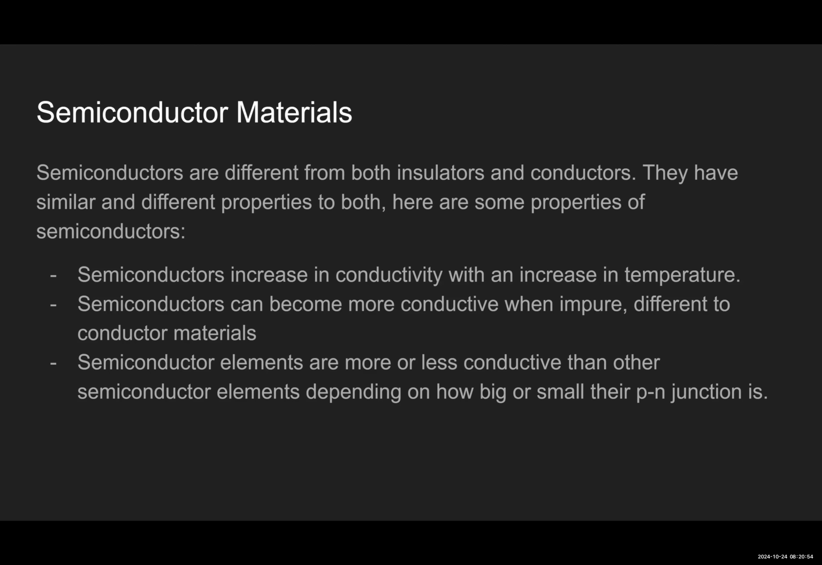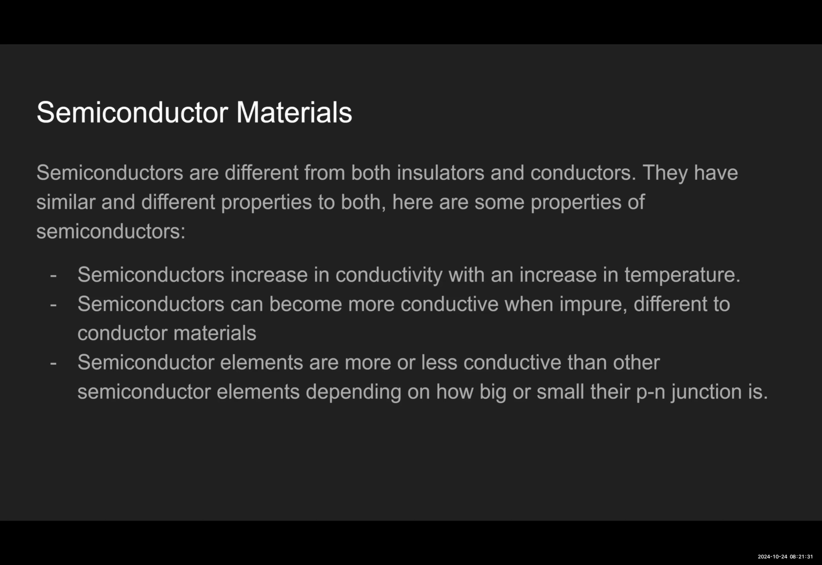Semiconductor materials are different from both insulators and conductors. They have similar and different properties to both, but here are some properties of semiconductors. Semiconductors increase in conductivity with an increase in temperature, which is the opposite of conductor materials. Semiconductors can become more conductive when impure, which is also different from conductor materials, which usually become less conductive as they become more impure.